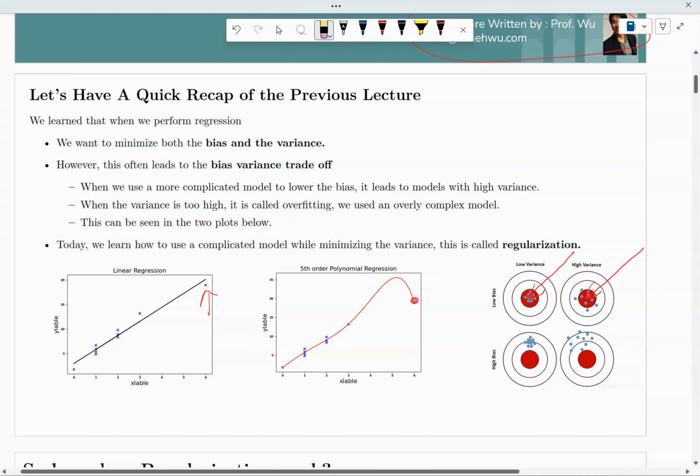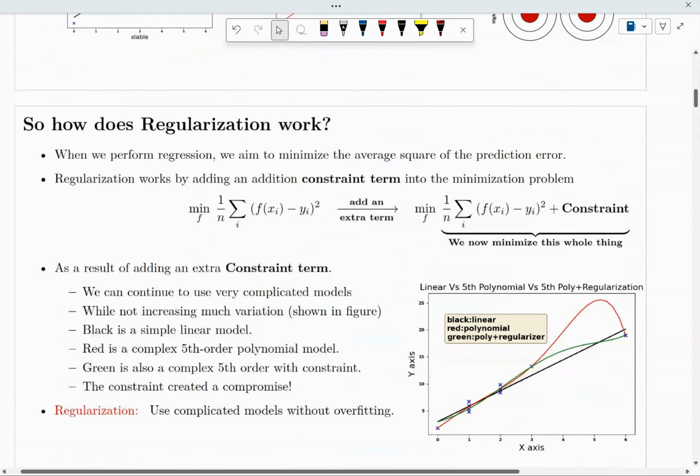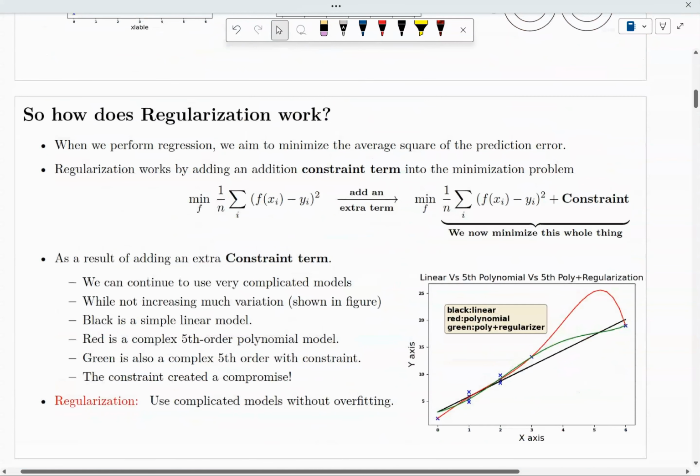So today we're going to learn how to use complicated models, but simultaneously minimize the variance. We call this process regularization. So, how does regularization work? When performing a regression, we aim to minimize the average square of the prediction error, right? So, this was what we were trying to do before.